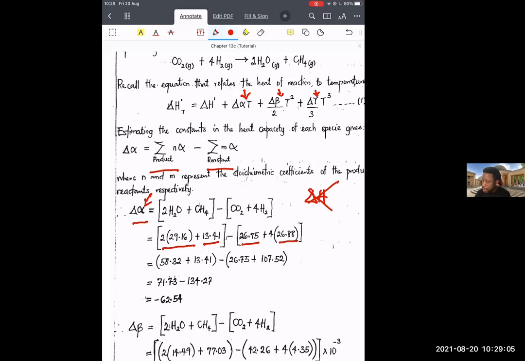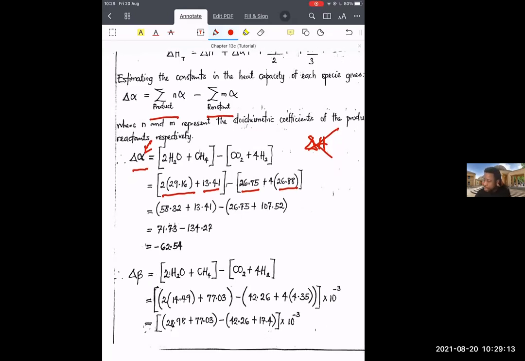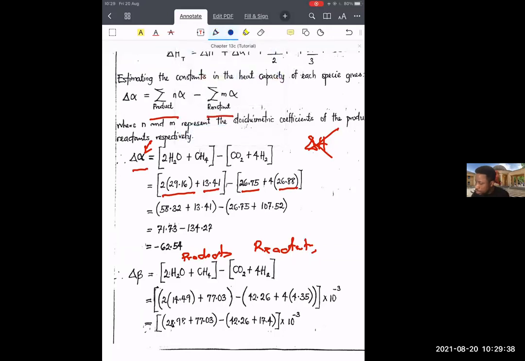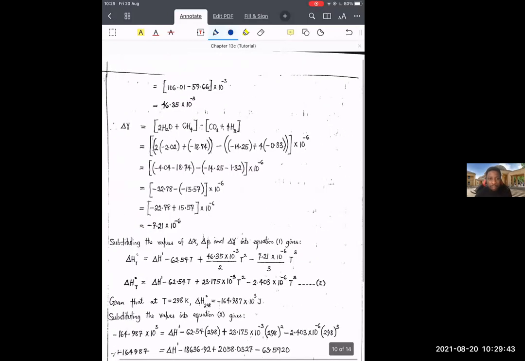So that's how we did that. The same way you did that for alpha, you're going to do the same for beta. So remember, the same equation, we look at the products and then the reactants. We do that for all the processes, I mean, for all of them. So let's move on. Is that clear how we got alpha, beta, and gamma?